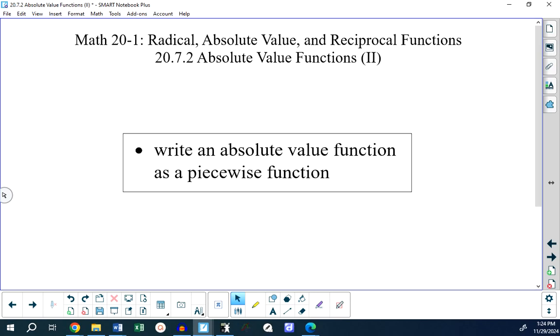And what we are doing today is almost identical to what we were doing yesterday, except we're changing some terminology and we're writing things or communicating things slightly differently. What we're going to be doing is writing an absolute value function as what's called a piecewise function.